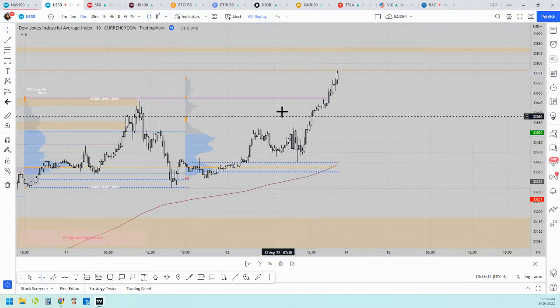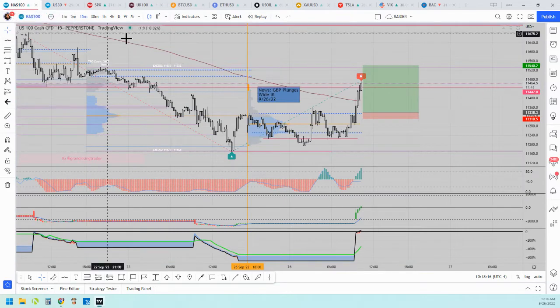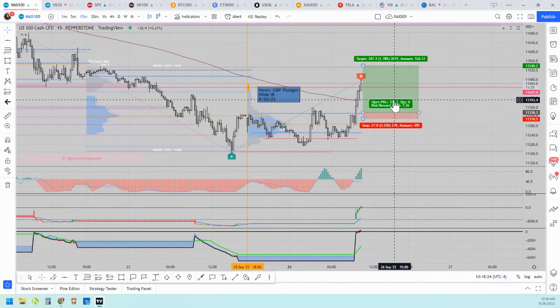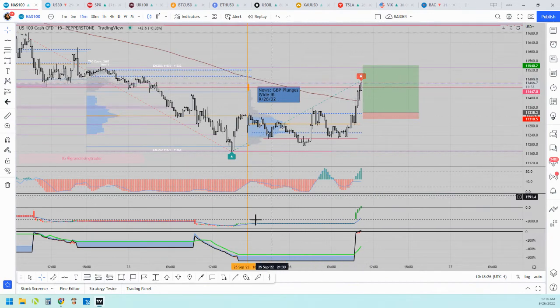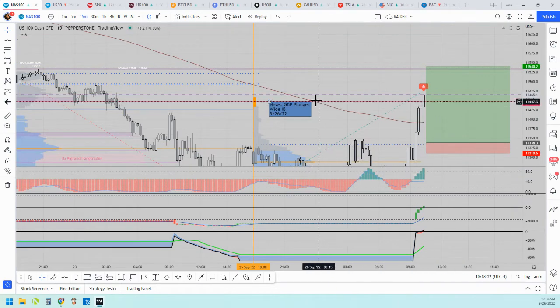But the idea is that we were aiming for these single prints, and we were aiming for that excess. Look at that. Boom. That's what I'm talking about right there. Oh, dude, that is a game changer. Now this is live with NAS right now. So this high, this is the low of the IB, and it's getting closer.